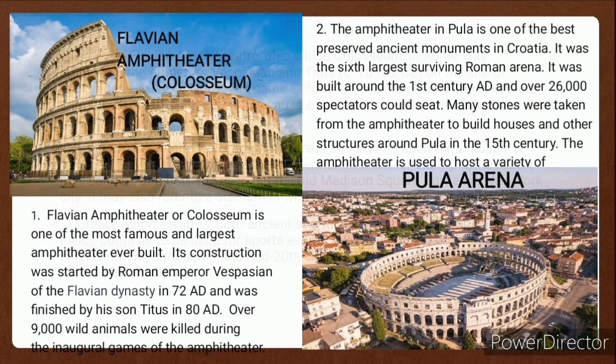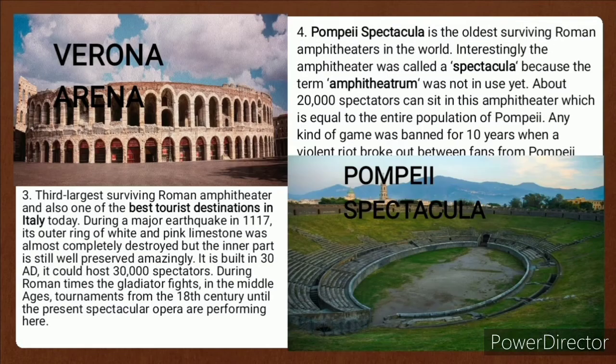Examples of amphitheater are the Flavian Amphitheater in Rome. It is one of the most famous and largest amphitheaters that was constructed. Next is the Pula Arena in Croatia. Third is Verona Arena in Italy, with a touch of white and pink limestone in its outer ring. Last is the Pompeii Spectacula, which is the oldest surviving Roman amphitheater in the world.